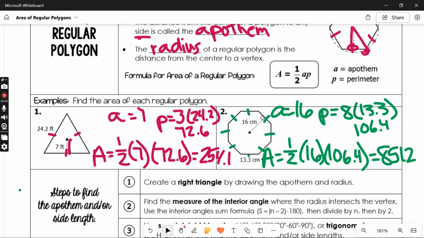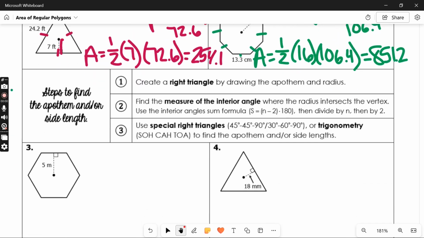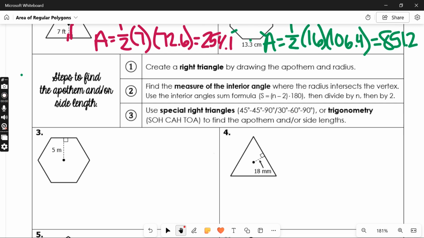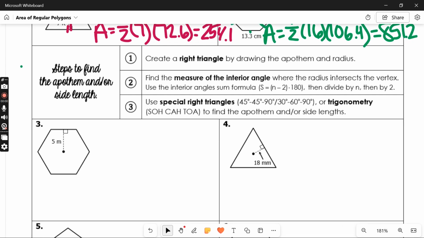All right, so that's when we're given the apothem, which is again from the center to a side, and we're given the side length. Sometimes we're not given those things. So when we're not given those things, we're going to use properties of right triangles to help us find the side length or the apothem.